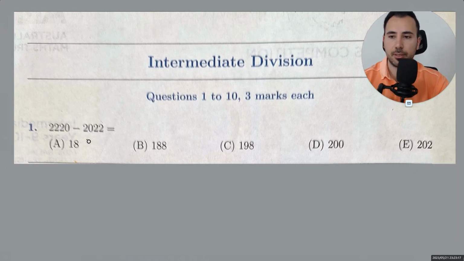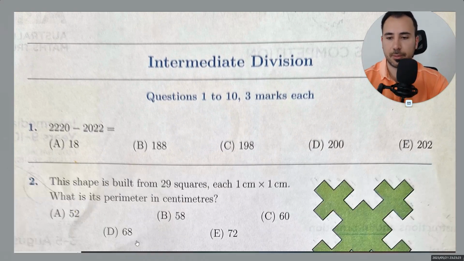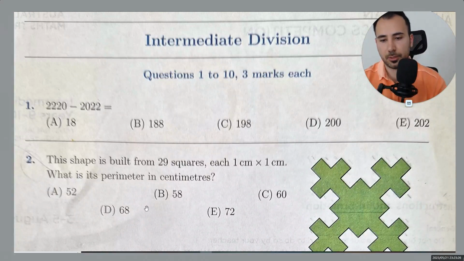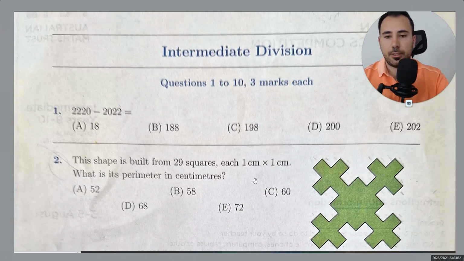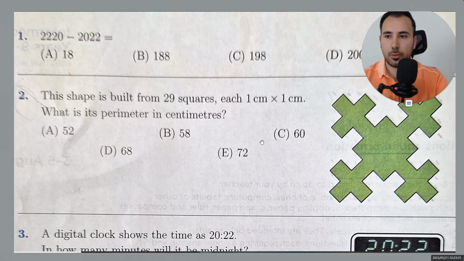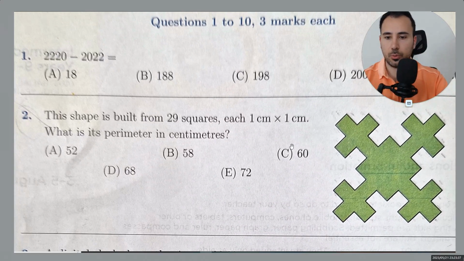2,220 minus 2022 is going to be 198, C. So let me also highlight it. It's going to be C. Okay, so let's focus on question 2.